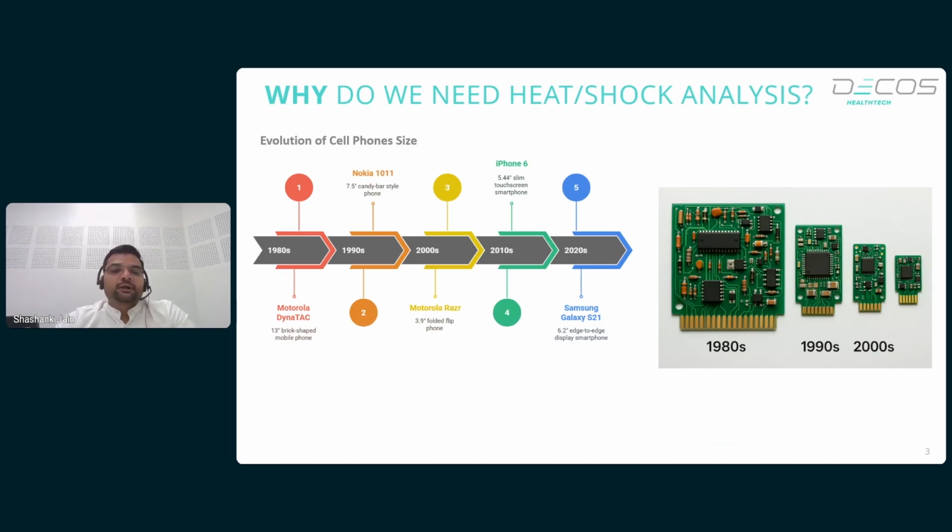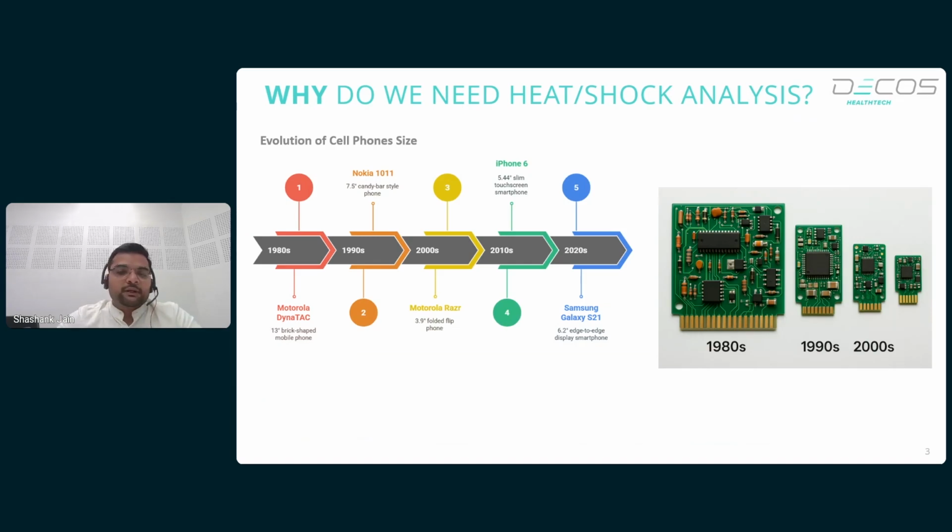Now let's explore the connection between the size of an electronic device and its thermal performance. As devices become smaller, the space available for cooling components decreases. This limited space poses a significant challenge and also increases the risk of overheating, which can lead to device failure, especially under high performance or high temperature conditions.